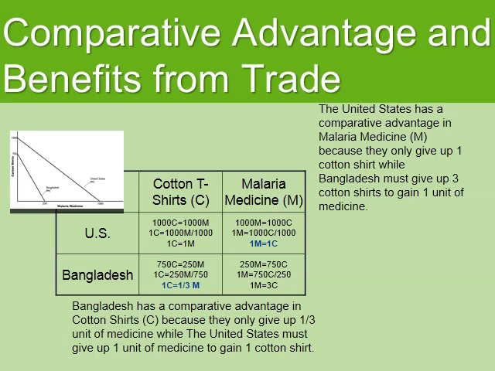Looking at the cotton t-shirts, the U.S. will give up 1 unit of malaria medication. However, Bangladesh will only give up 1/3 a vial of malaria medication. So here, Bangladesh has a comparative advantage in producing t-shirts because they only give up 1/3 unit of medicine, while the U.S. must give up 1 unit of medicine to gain that cotton t-shirt.